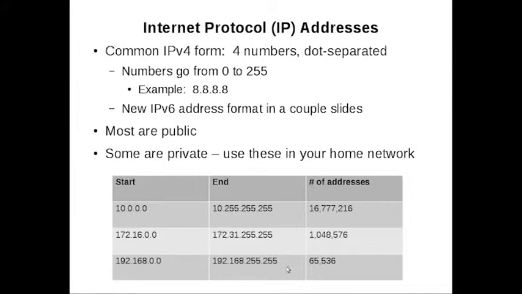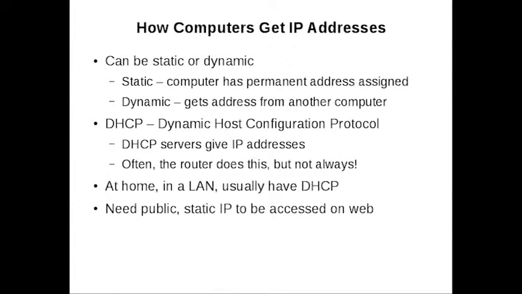If you were to go in and look at this sort of thing. How does your computer get an IP address? Because your computer has to have an IP address to talk to others. There are two different ways. You either have a static IP address or a dynamic one. If it's static, your computer has a permanent address assigned. The address to that computer never changes unless you go in and change it manually.